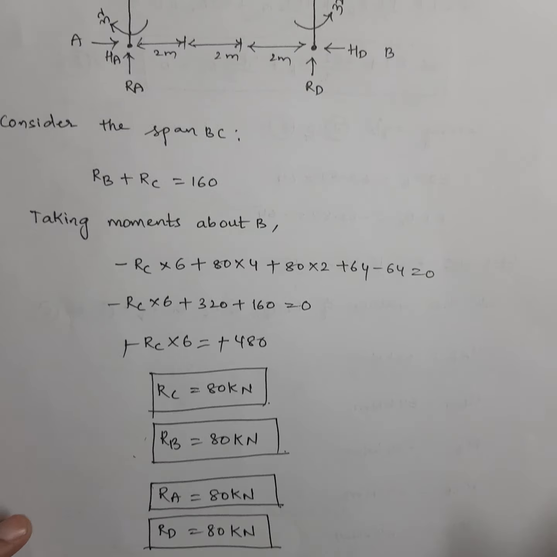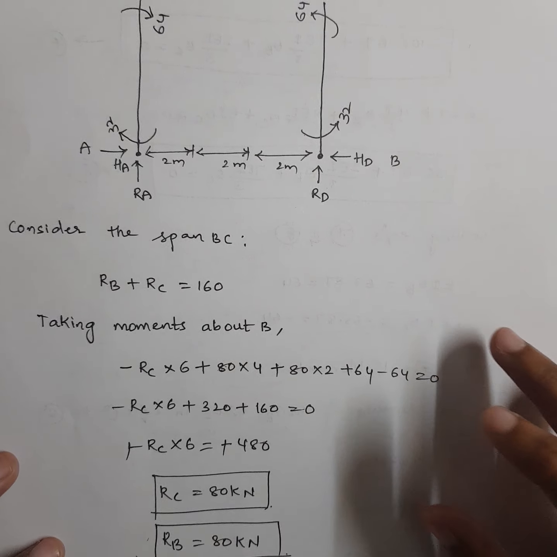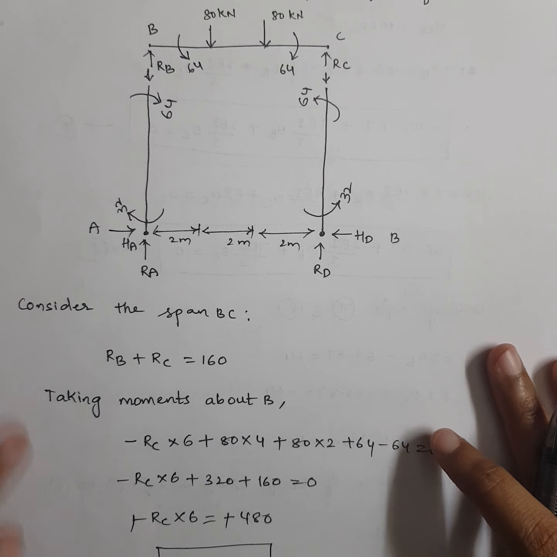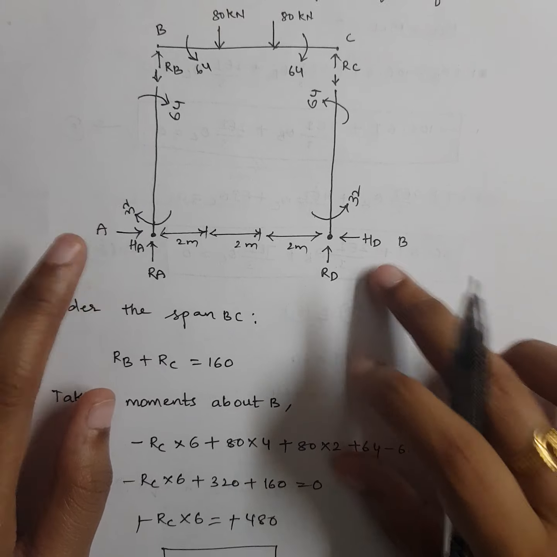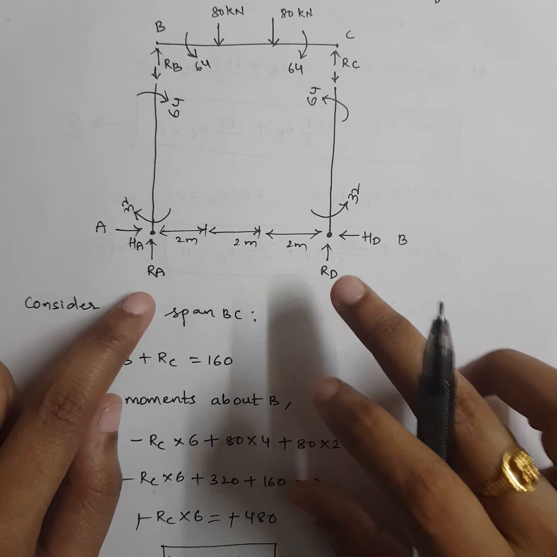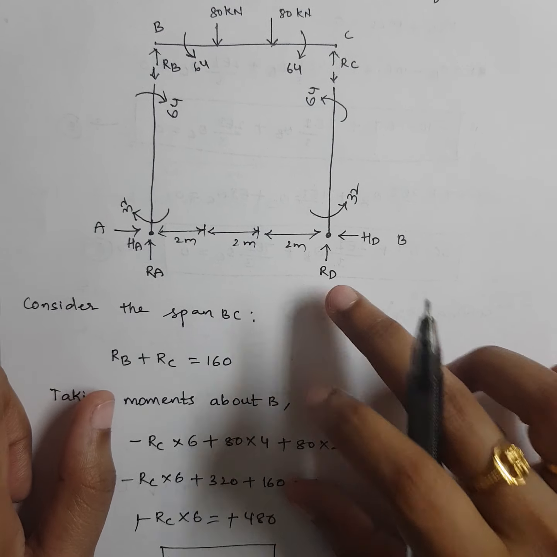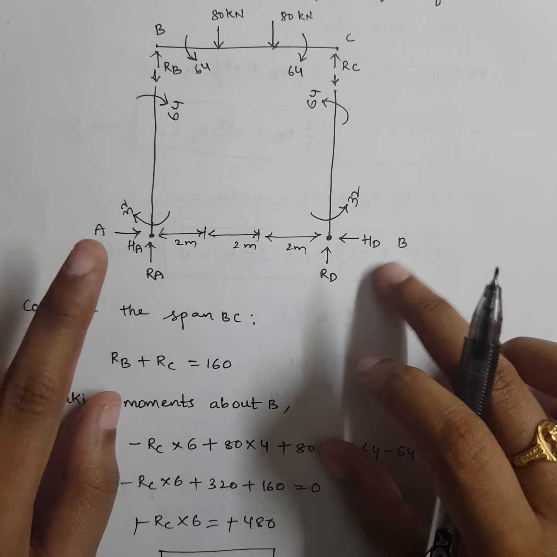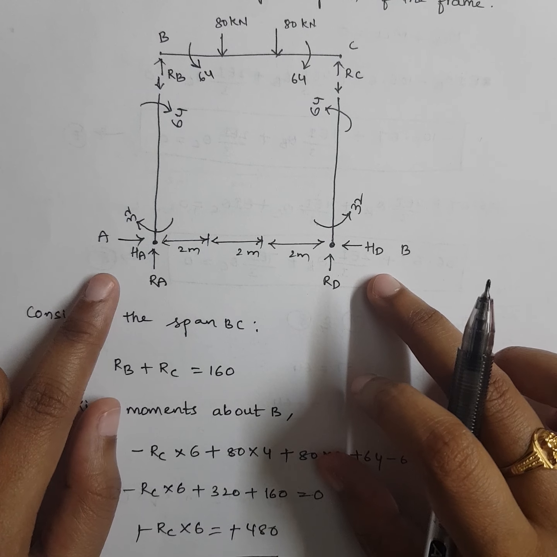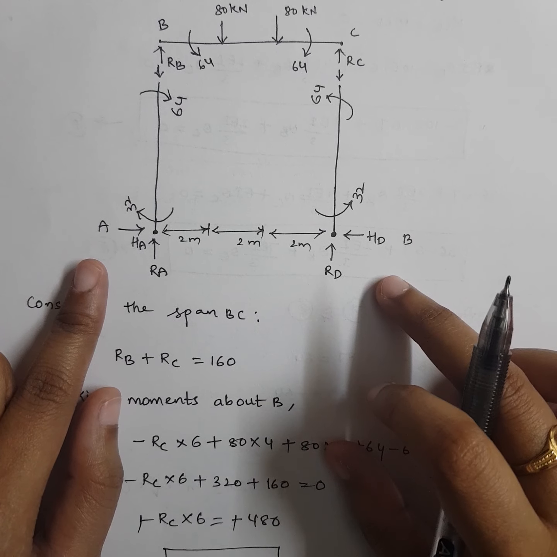Next, I said we'll have a small check, right? So for having that check, let's first calculate the horizontal reactions. We have calculated only the vertical reactions now. I calculated RA, RB, RC and RD. I didn't calculate HA and HD, right? This also we need to calculate. How to get the values of HA and HD now?